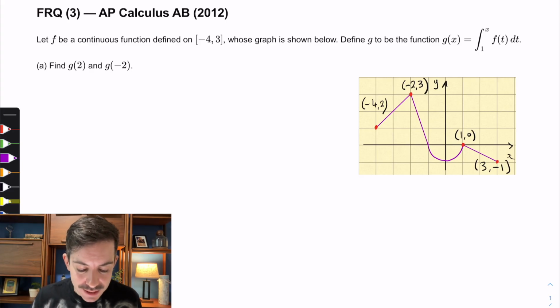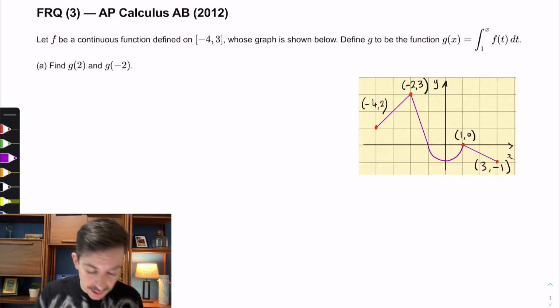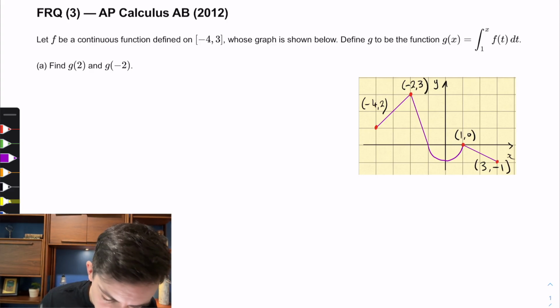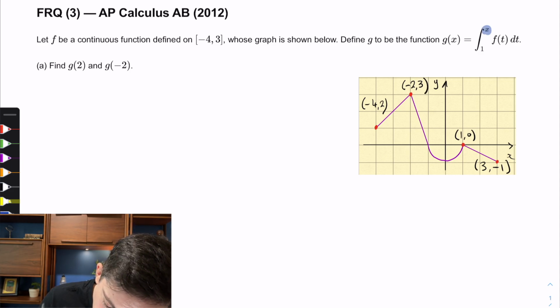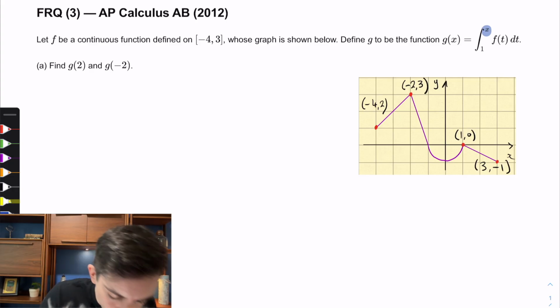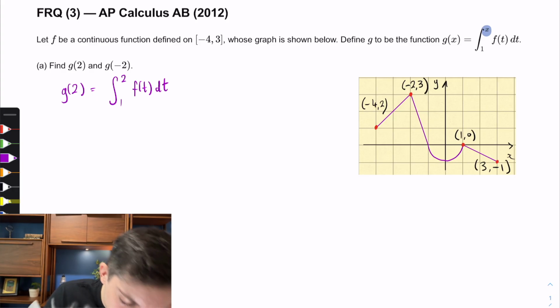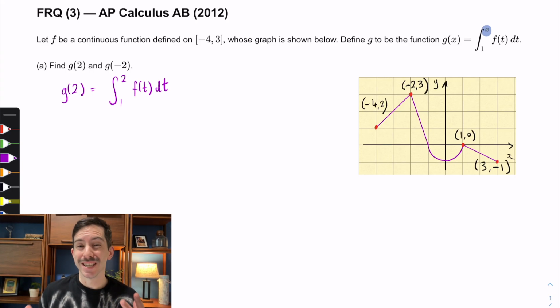In part A, we're asked to evaluate this function g at two values, namely x equals 2 and negative 2. Let's see how we're going to tackle that. So as I pointed out, we have this variable x appearing as the upper limit of our integral. So when I want to figure out what g of 2 is, I'm going to plug in 2 into that upper limit. And now all it's asking me is, what is this definite integral of my function f?